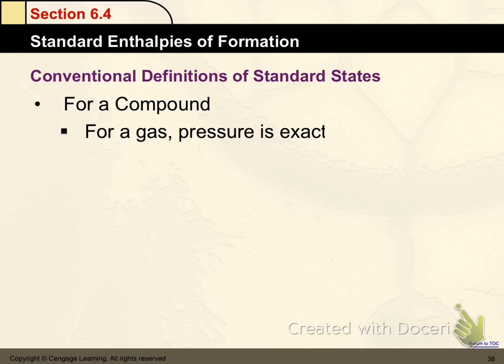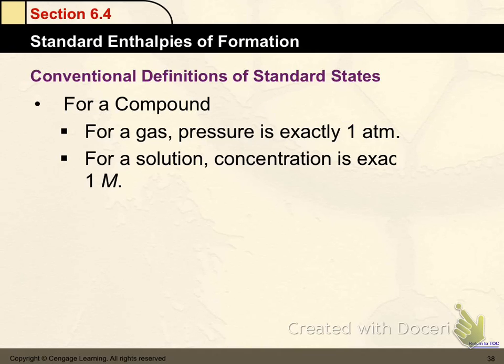So let's look at a compound. Let's just pick any old compound. Let's pick carbon dioxide. Okay, for a gas, the pressure is exactly 1 atmosphere. So the pressure on this CO2 would be 1 atmosphere.